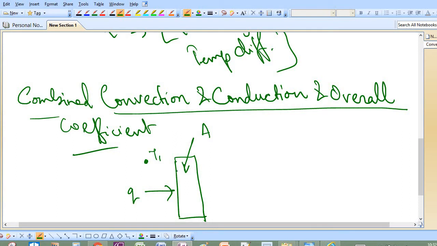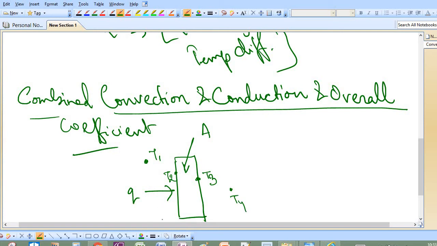Then at the surface on the left hand side we are having a temperature T2. This is surface temperature, not bulk temperature. So we are having T2 which is lower than T1. Also on the other side of our plane wall we are having another temperature T3. Subsequently we are also having a T4 temperature on the other side of the bulk.